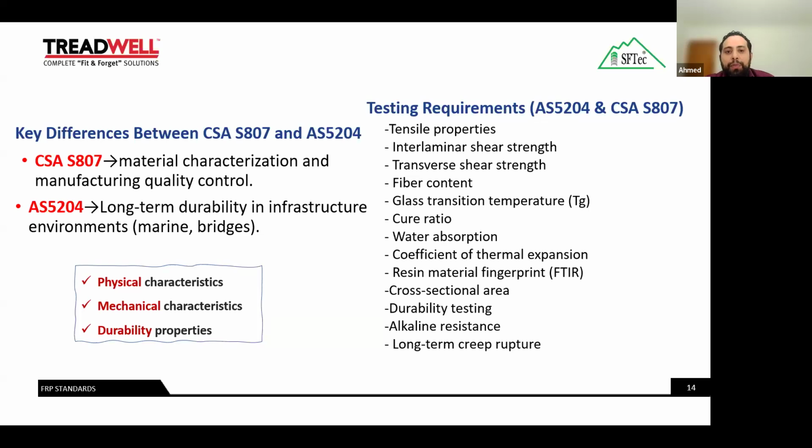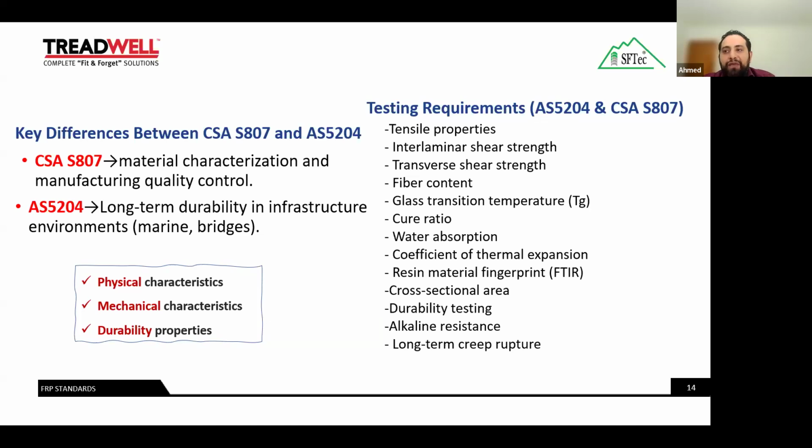And finally, for durability properties, we have alkaline resistance with load and without load in harsh environmental conditions, in which the bars are exposed to an alkaline solution at 60 degrees for 3 months. And we have two types of this test: without load and with load.